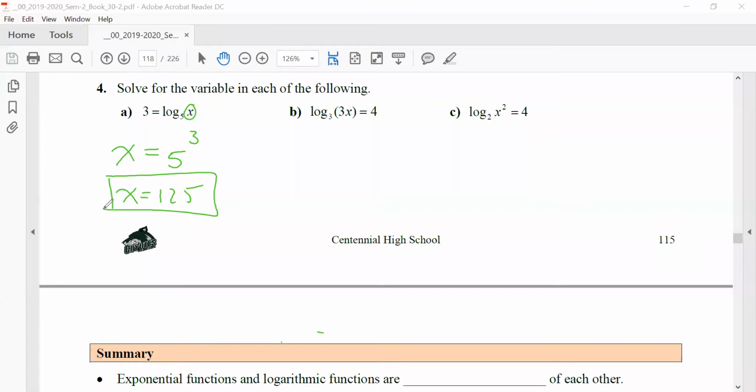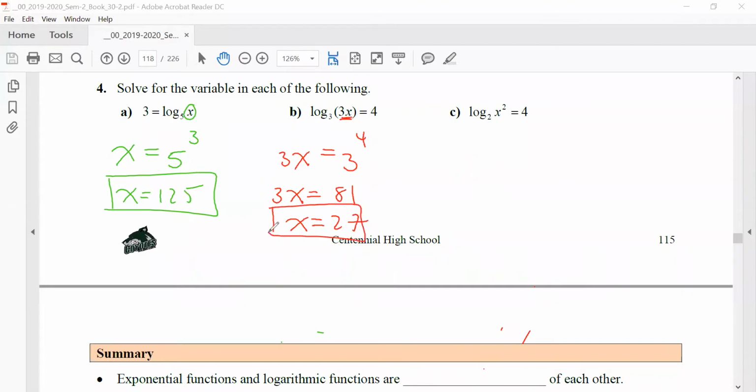Okay, so again, the question that I'm asking myself is, where's my unknown? My unknown on the next one is inside a logarithm. If my unknown's inside a logarithm, I'm going to change how it looks to an exponential. How do I do that? Base stays the same. The other two parts, switch. Okay. 3 to the 4 should be 81. And divide both sides by 3, that's 27.